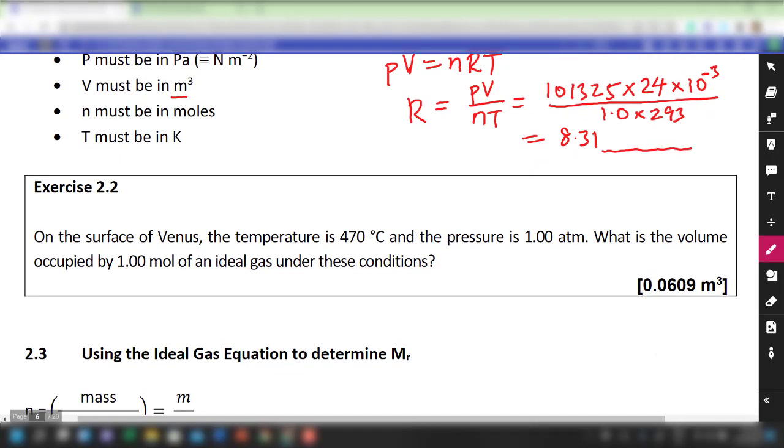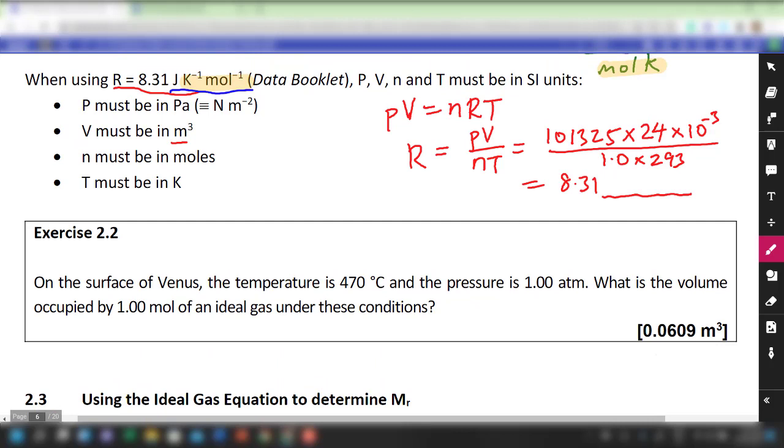You were told that on the surface of Venus, the temperature is 470 degrees Celsius, pressure is 1 atmosphere. A very good habit here is to straight away convert to the SI units required when you want to apply the ideal gas equation. So don't just keep that as degrees Celsius. Please do the conversion. Add 273 to this 470, you will get 743 Kelvin. 1 atmosphere, you know that is 101325 Pascal. What is the volume occupied by 1 mole of the ideal gas under this condition?